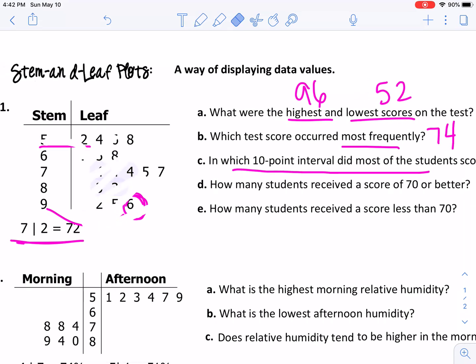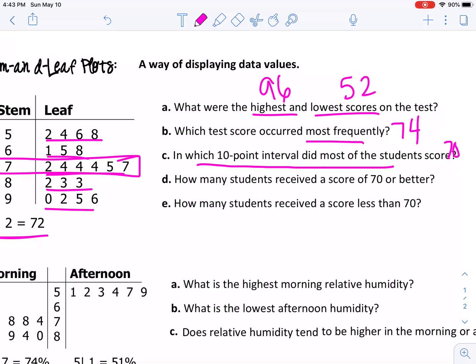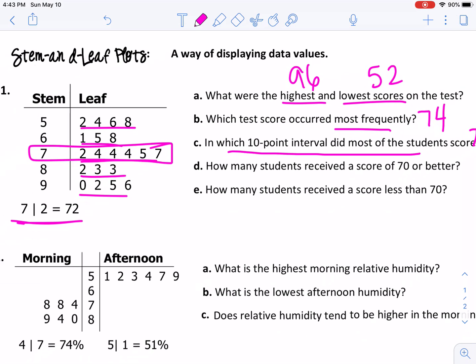In which 10-point interval did most of the students score? Here we can just simply look at where are the most leaves? Well, here I have 4 test scores in the 50s, 3 in the 60s, 6 in the 70s, 3 and 4. So right here. Which 10-point interval? The 70s.